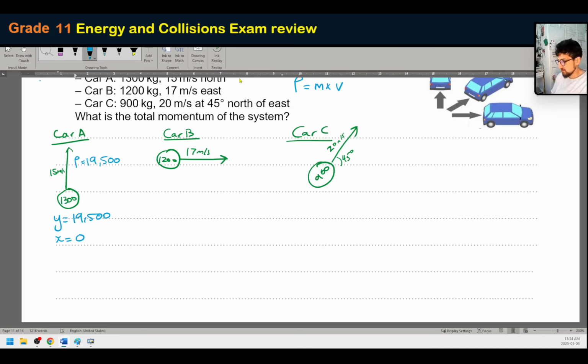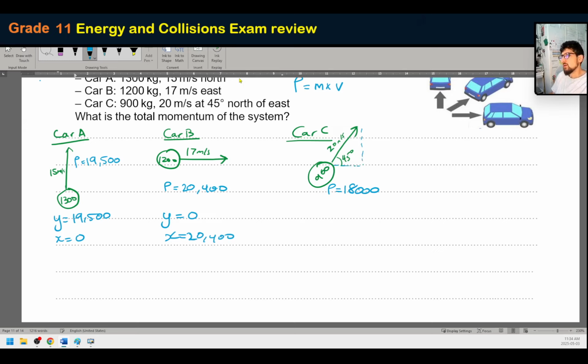The next one's going to be 1,200 multiplied by 17, and so momentum over here is going to equal 20,400. Now the y is 0, it's not going up and down at all. The x, however, is 20,400. Now we need to work out the momentum here. The momentum is going to be 900 multiplied by 20. So that's 18,000. However, that's neither y nor x. We still need to work out the x and the y components of this.